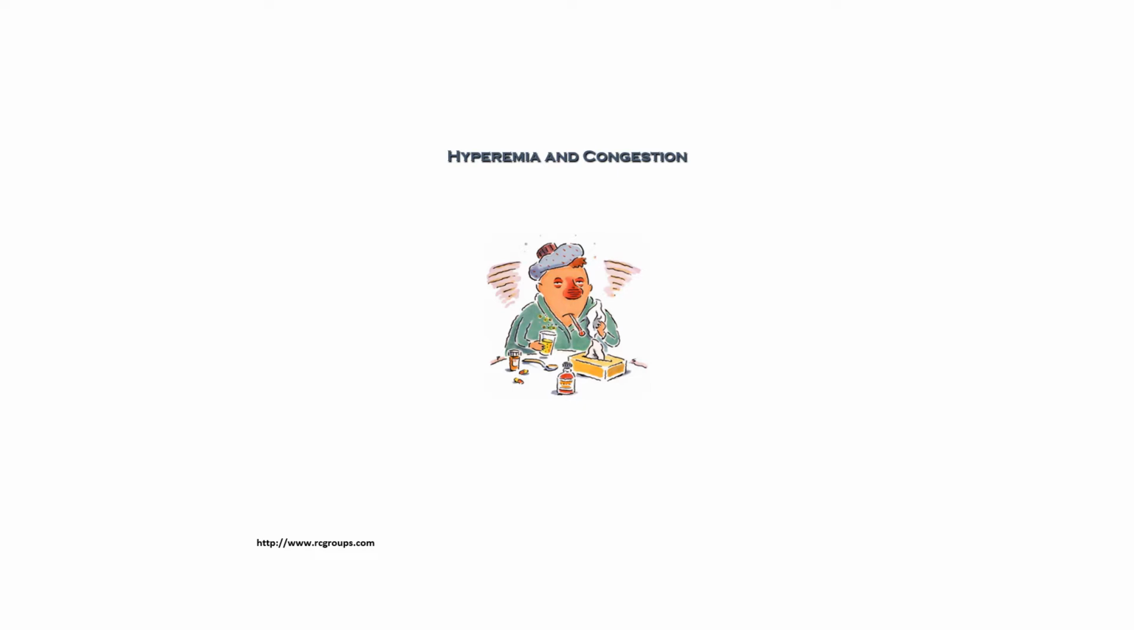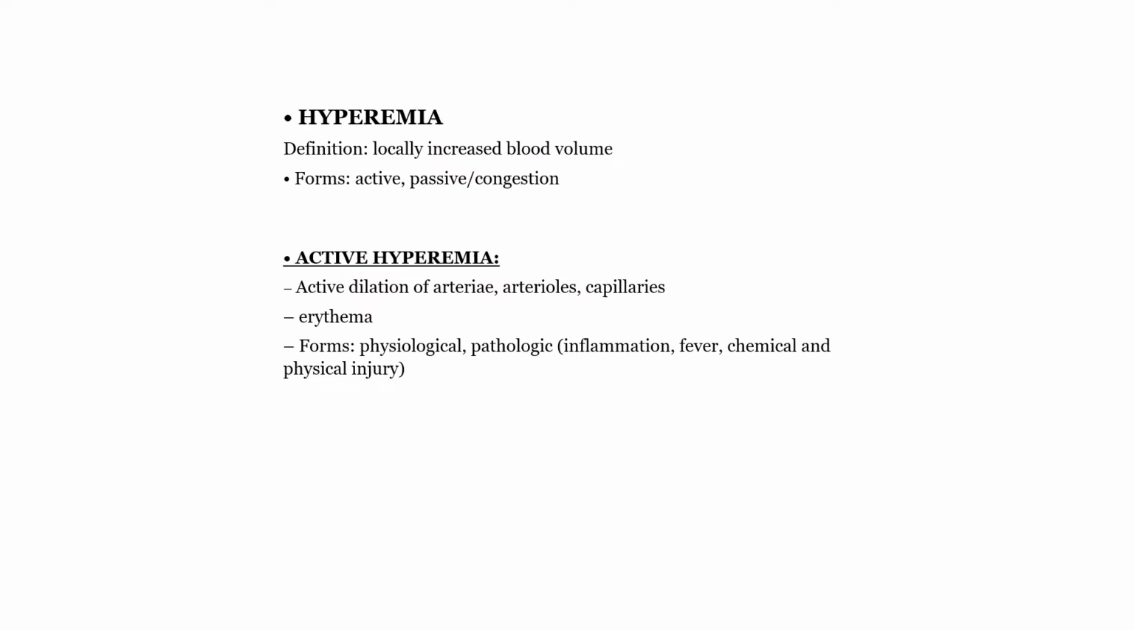In the first part, we were talking about edema, or accumulation of fluid in the interstitial spaces, and we said edema is related to fluid accumulation and blood movement. Now we will talk about hyperemia and congestion. This is related to blood movement. So what's hyperemia and what's congestion?